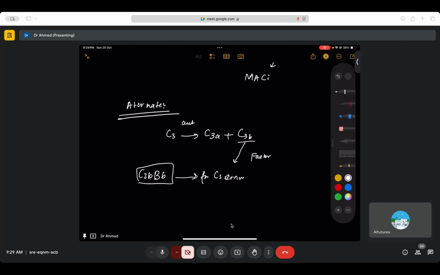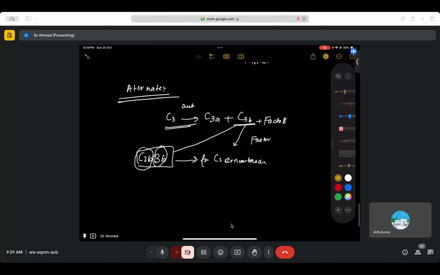In this case, C3B binds with factor B. This is your factor B, this is your C3B, from some auto activation of your C3. It's going to form C3 convertase simply, and ultimately you are going to see activation of your complement system, and the membrane attack complex, simply.